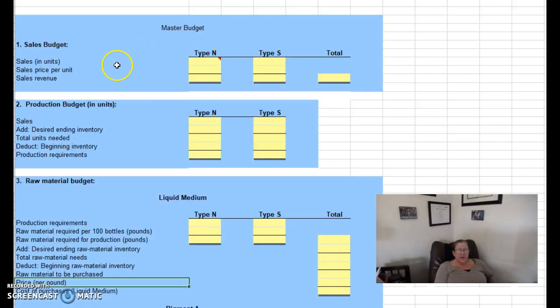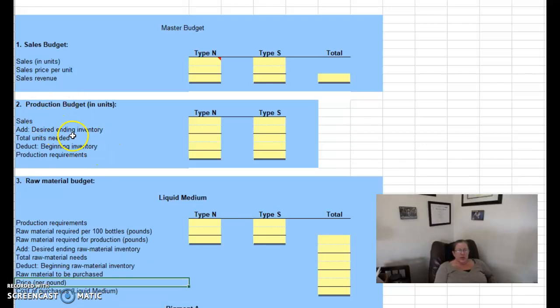Okay, and so let's just take a quick look at the template that you've been provided with to help you finish this assignment. You're just going to start by filling in your sales in units. This information is actually given in the problem. And then you're going to put in the sales price per unit, and you will multiply these to get your sales revenue. The price per unit is given in the problem.